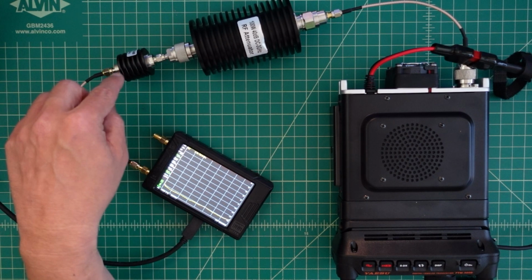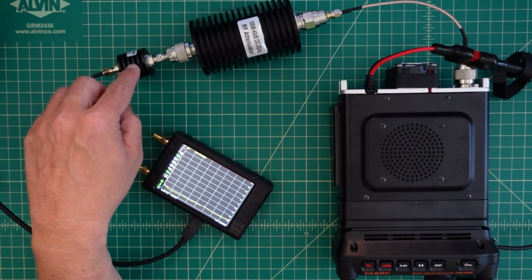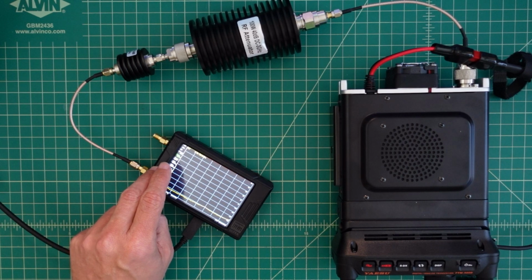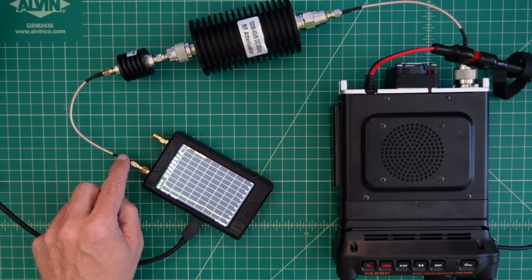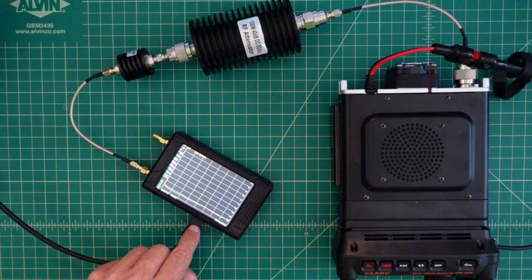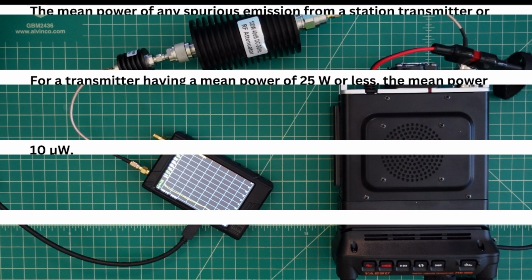So between both of these, we have 50 dB of attenuation, which we'll have to account for in our tiny SA. And then we have this going into the tiny SA via another piece of 316. The tiny SA is connected to our computer via this USB-C cable, and we will be using the tiny SA app in order to do our measurements.